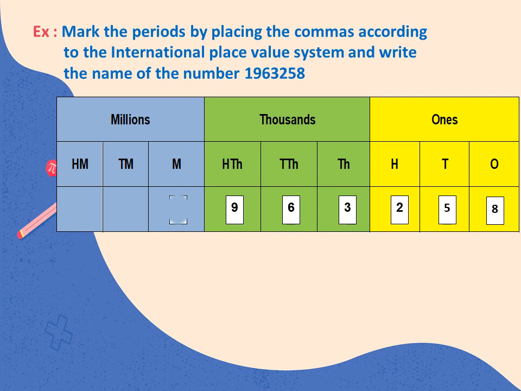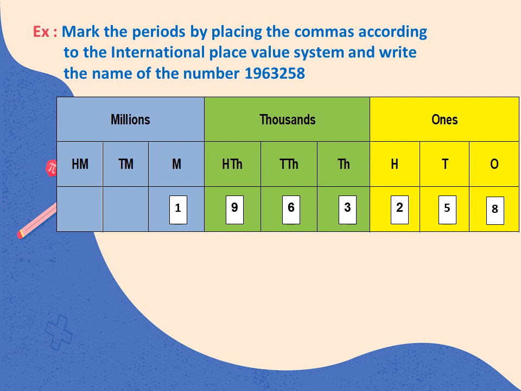Next, 1 comes in millions place. That is, there is only one digit in the millions period, that is 1. The digits which are in blue color are in millions period. The digits which are in green color are in thousands period. The digits which are in the yellow color column are in ones period.